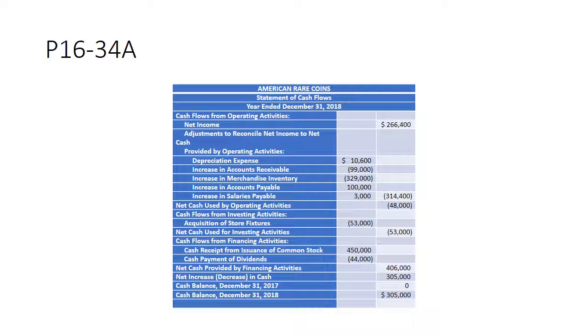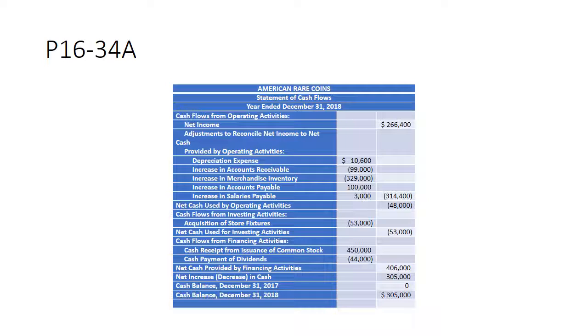The final area of the statement of cash flows is where we account for changes in cash due to stockholders' equity and long-term liabilities. This company has no long-term liabilities, so we don't have any worries there. But how did cash change due to stockholders' equity activity? Well, cash increased by $450,000 when they sold the stock, and it decreased by $44,000 directly for the dividends. And if you're saying, what about the net income? We've accounted for the net income up in the top. You don't have to do anything with it.